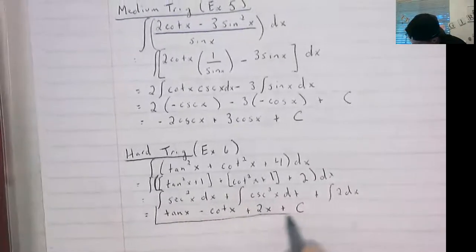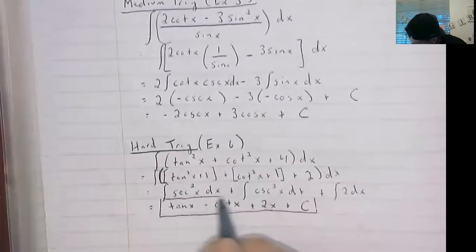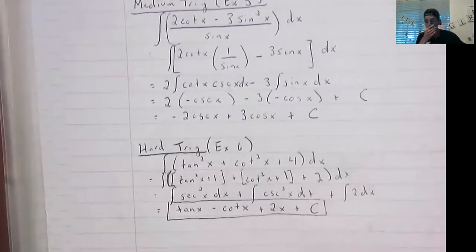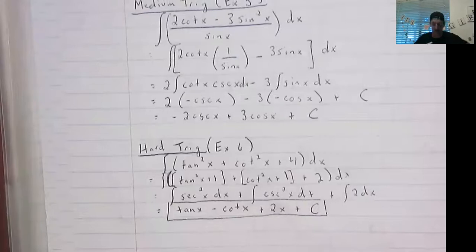That would have been such a tragedy to do all that good calculus, all that good trigonometry, and then forget the c, and then be a sad panda. We don't want sad pandas. So trig stuff, you know, everybody's favorite.